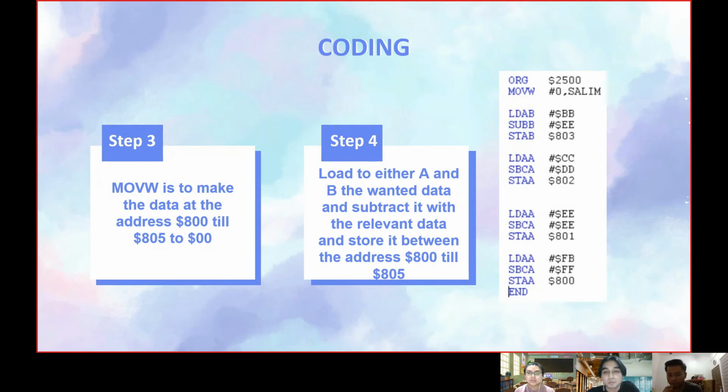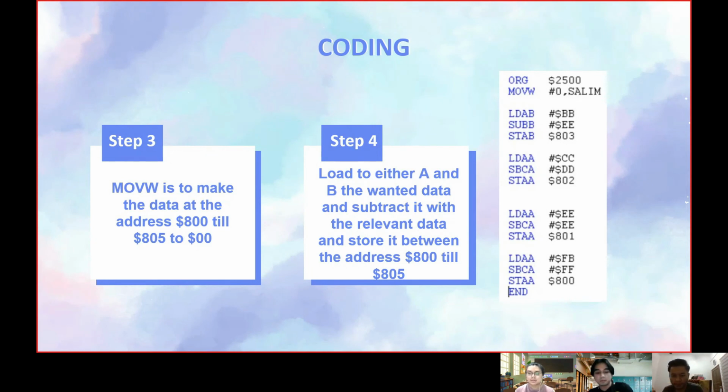Next, LDA. We load A with the value of EE. Then in the next line we subtract from A, which is EE, the value of EE, and subtract C. Then we store it again, but this time in address 801. And lastly, we load A with the value of FB, so A will be FB. Then we subtract the value of FF and the value of C. Then the answer, we will store into address 800. And that's the end of the coding.